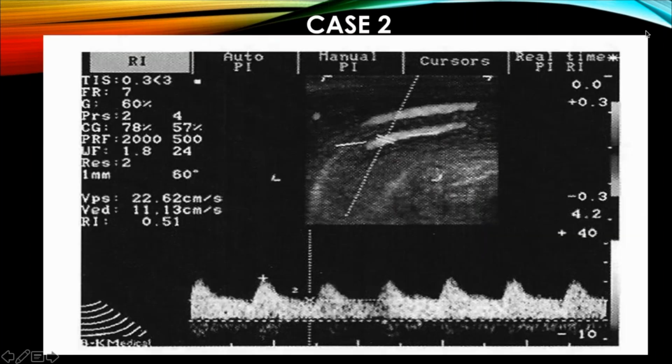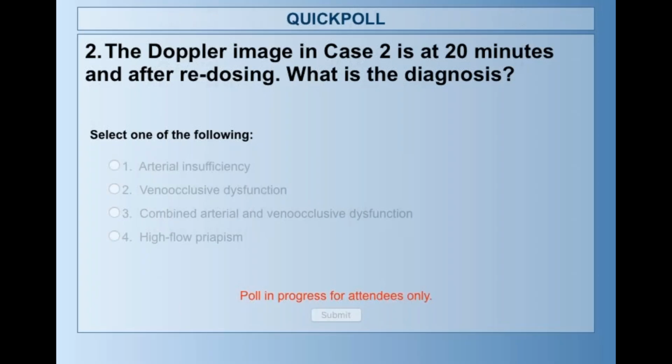All right, so this is case number 2. The Doppler image in case 2 is at 20 minutes, and again after redosing. What is the diagnosis? Now, this peak systolic velocity here is 22, but the end diastolic velocity after redosing is 11.13.